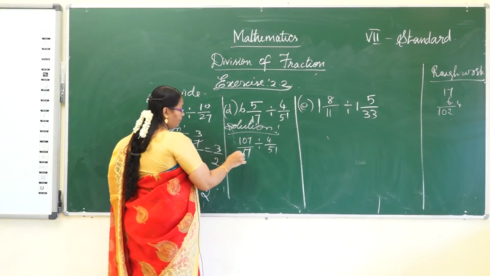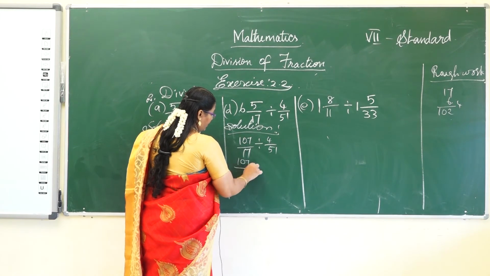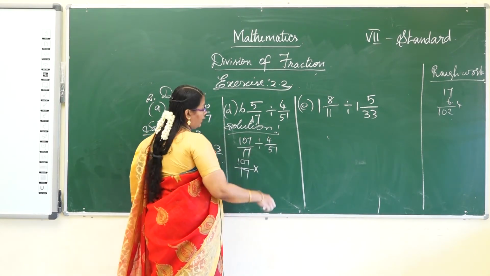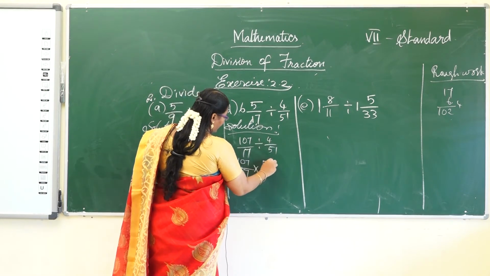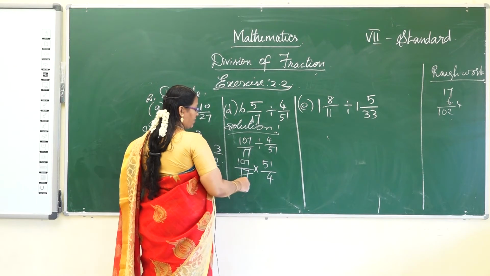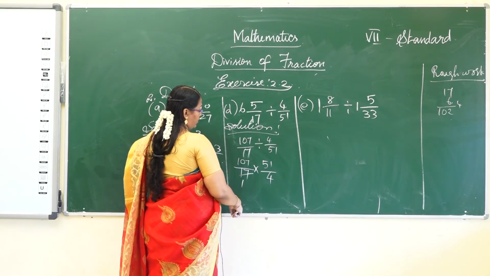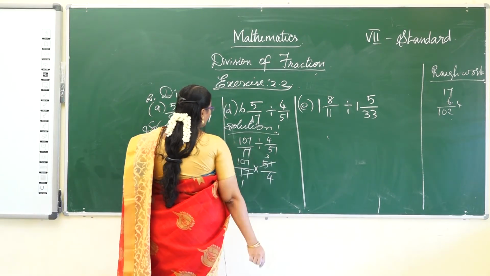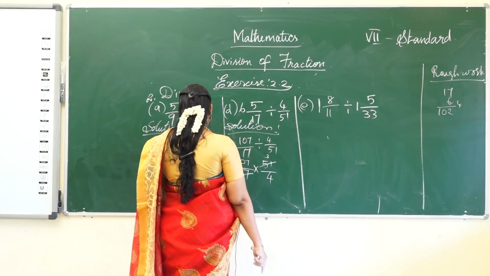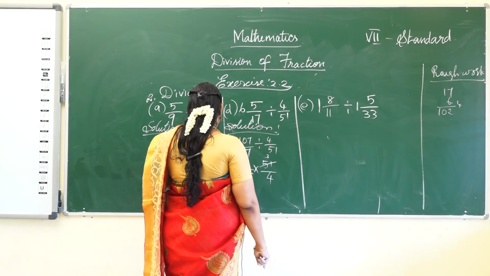Now multiply the fraction by the reciprocal of the other fraction. What is the reciprocal value? 51 by 4. So it cancels in the 3 times table: 17 3s are 51, and 17 ones are 17. Can you cancel in the 4 table? Is this possible? No.